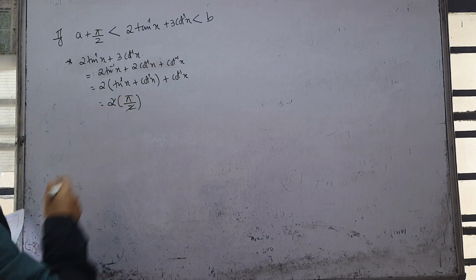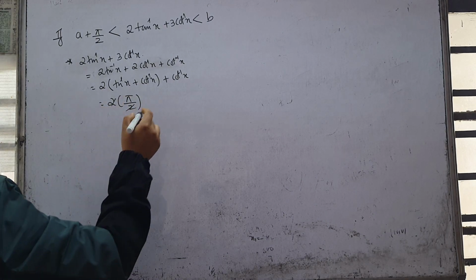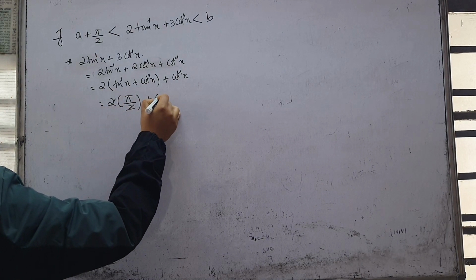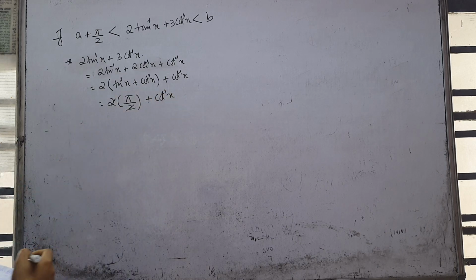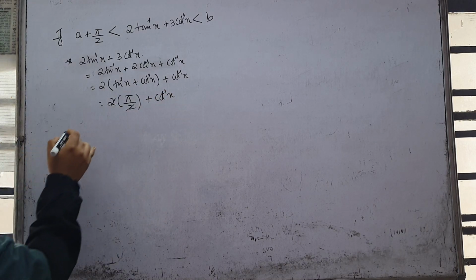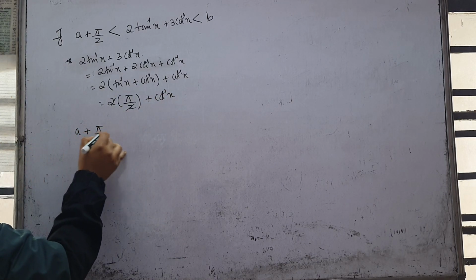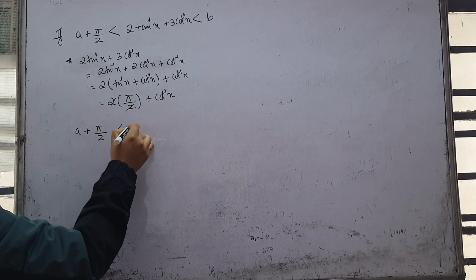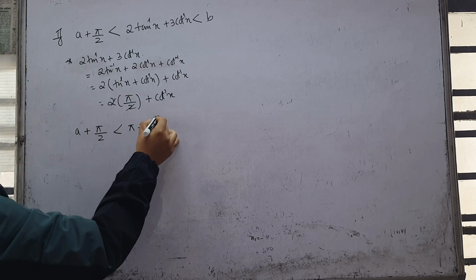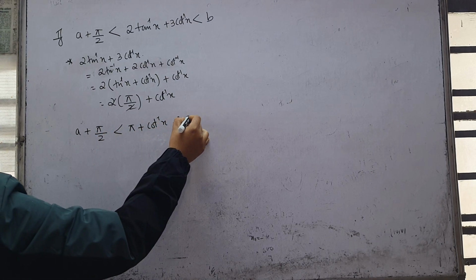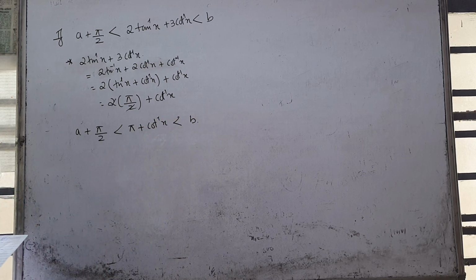So 2 and 2 get cancelled. So what is left? Please tell me. Plus cot inverse of x. Is it clear? Now, a plus pi by 2 is less than, what are you getting? Pi plus cot inverse x is less than b. Is it clear, everyone? Yes or no?